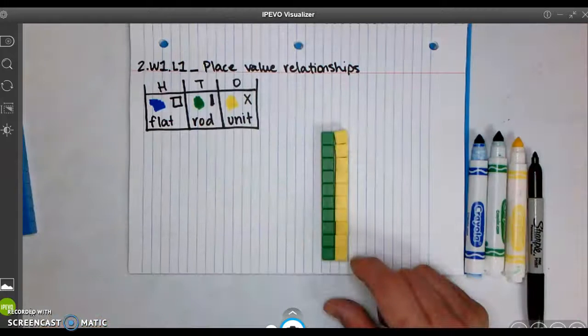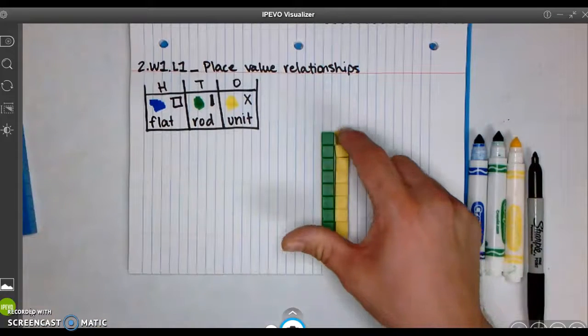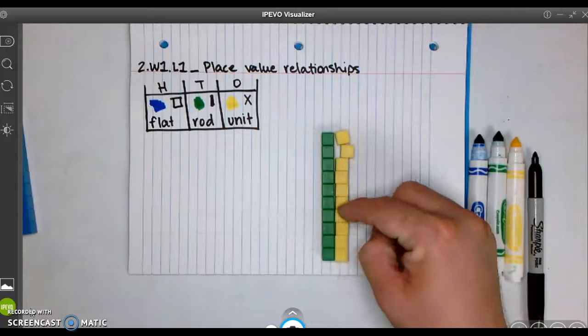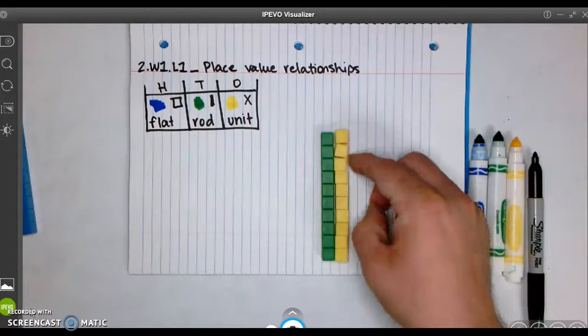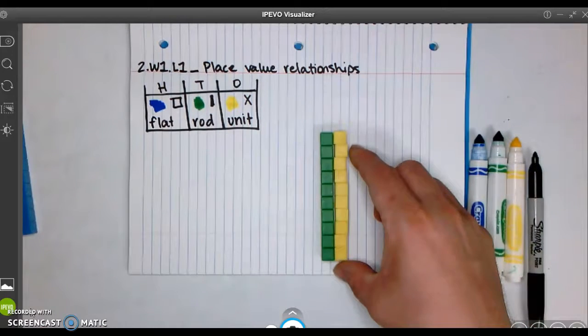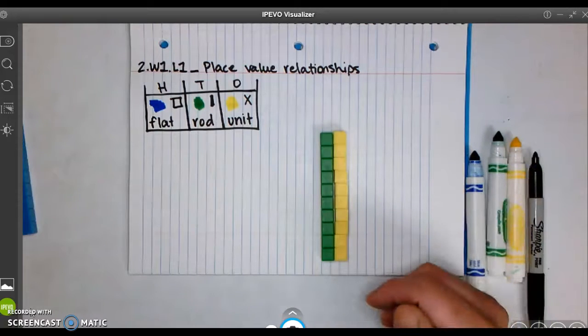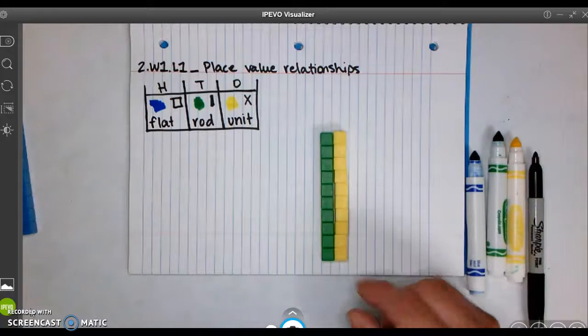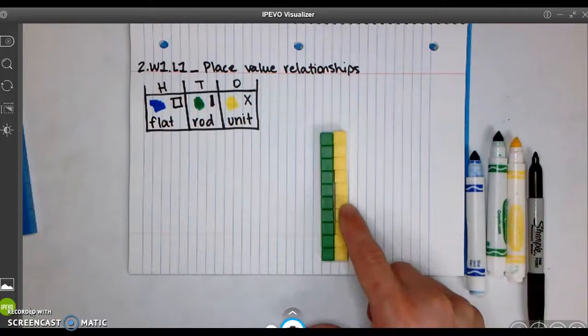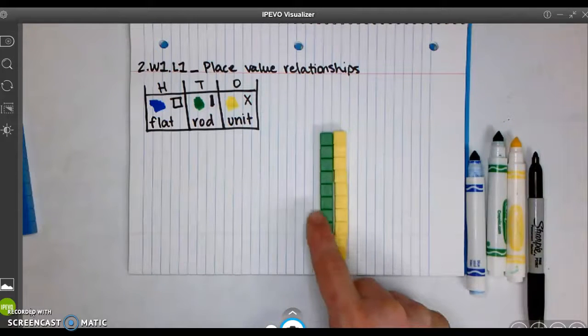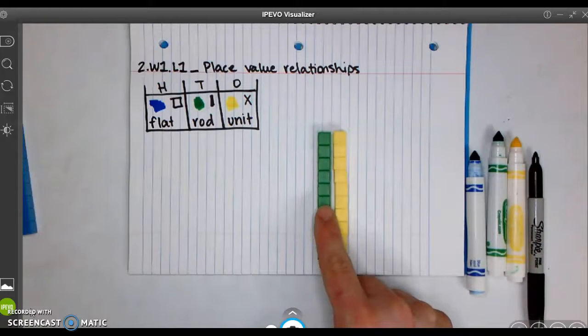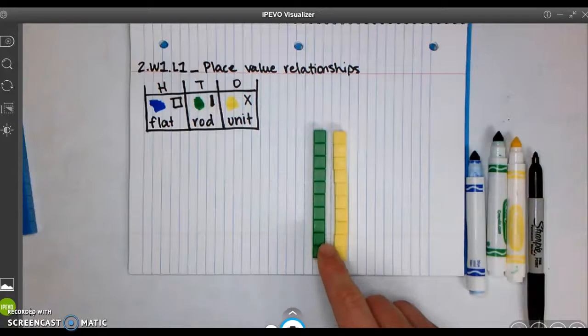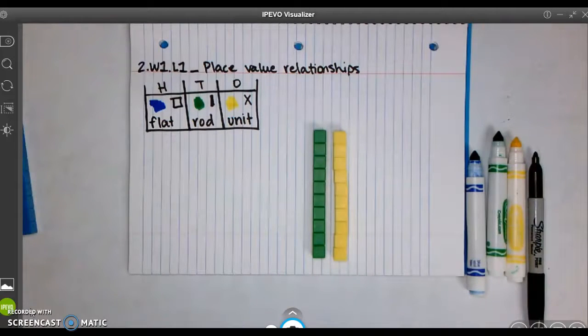We know that the yellows are units and they're individual. 1, 2, 3, 4, 5, 6, 7, 8, 9, 10. But if we wanted to count those quickly, instead of counting thousands of these units right here, we can group them into 10. So we can say 10 units, 10 of the yellows, 10 units make one rod. Do you see that? They have the exact same equivalency in value, just grouped a different way.